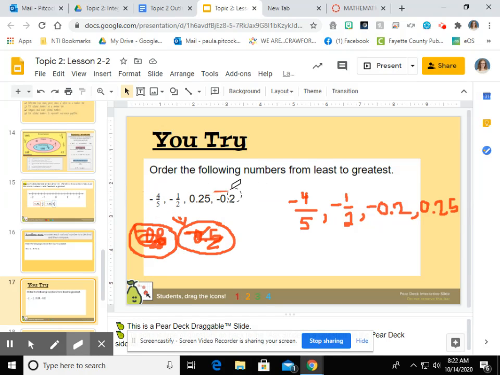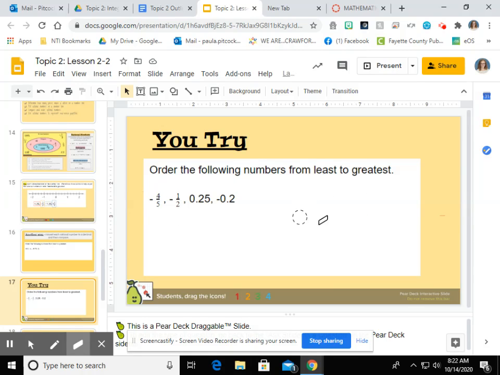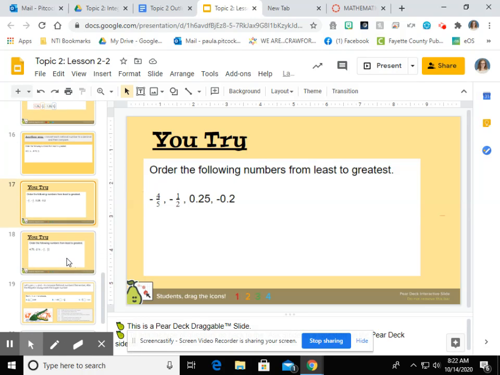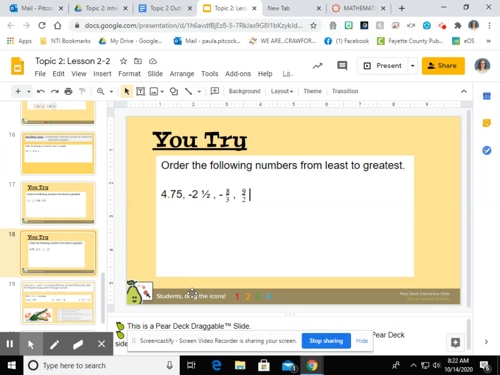Let's see what else we need to try. Let me erase these. Here's one more for you to try. So this one, I want you to actually pause the video and see if you can put it in order. I do not know why there's a line there. I tried to erase it and it wouldn't erase. So pause the video and see if you can put these in order, okay?